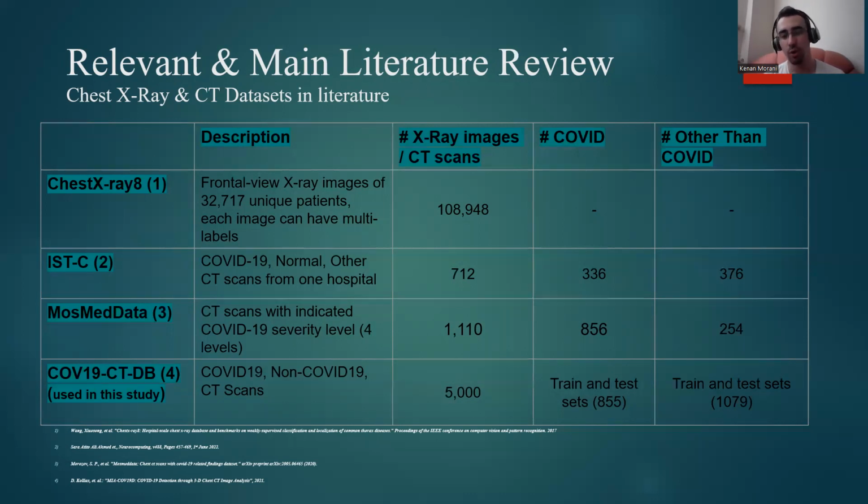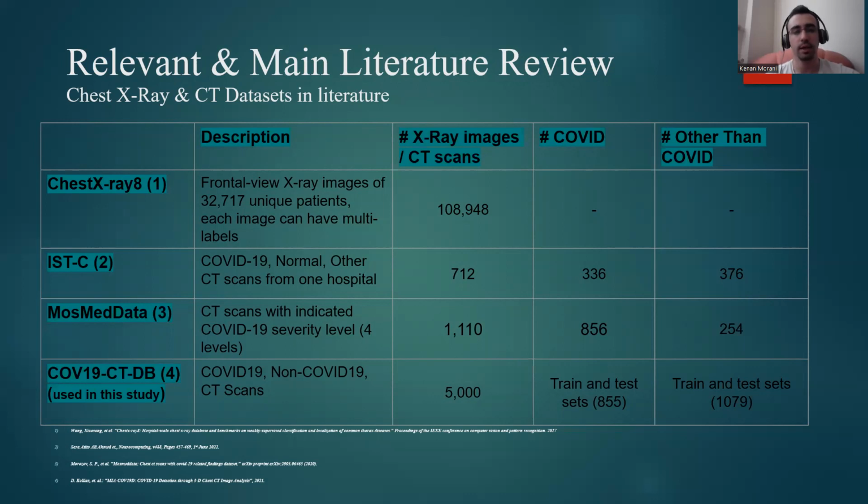The other data set, which was also used by Sarah in the same paper, is called MOS-MED data. This is also a CT scan data set, indicating COVID severity. You have 4 levels of severity in the CT data. The number of scans is 1,110, and the number of COVID scans is 856. 254 are not COVID related CT scans.